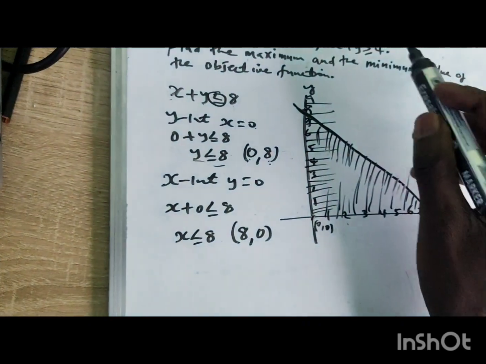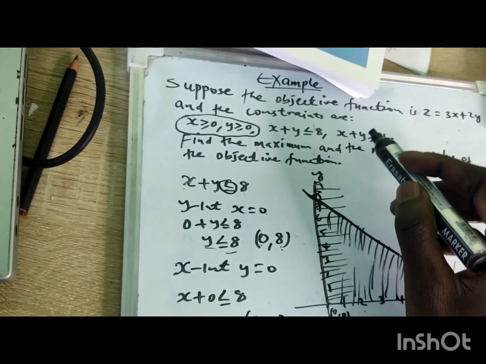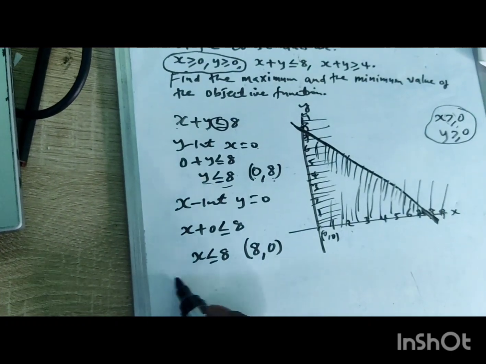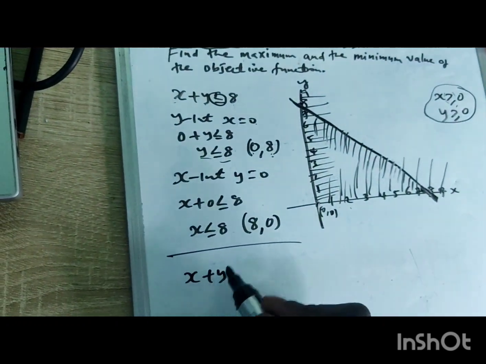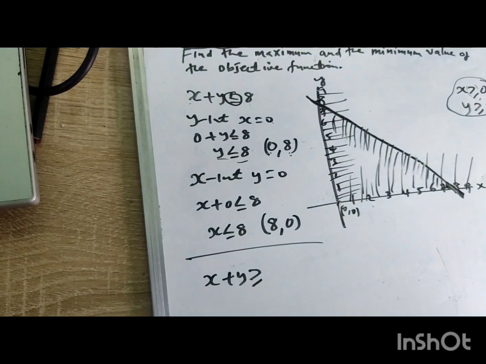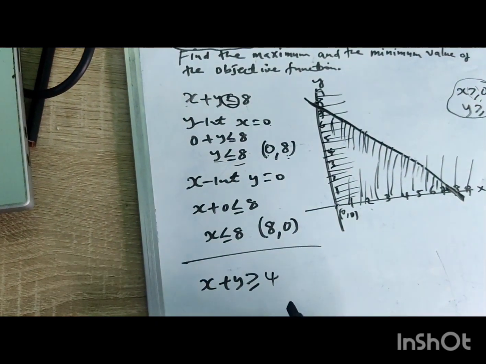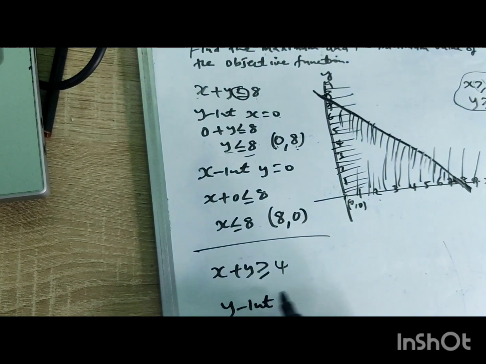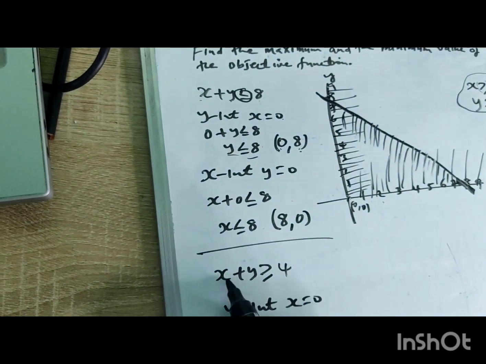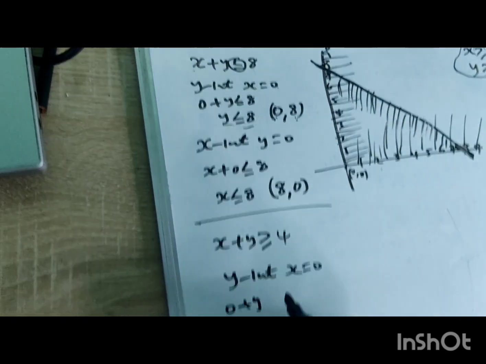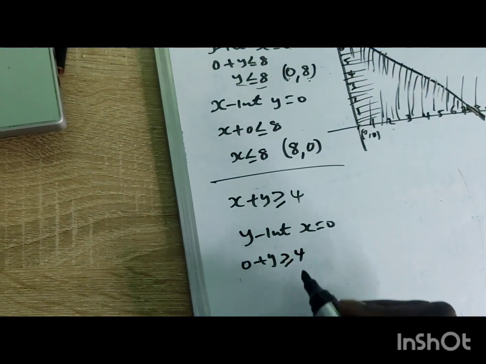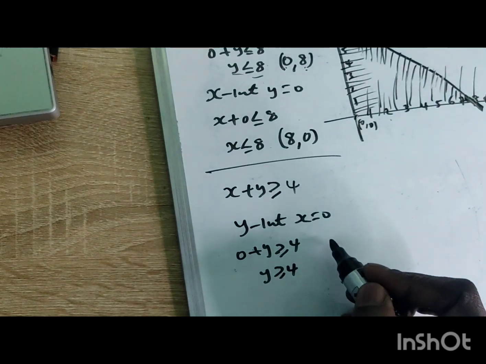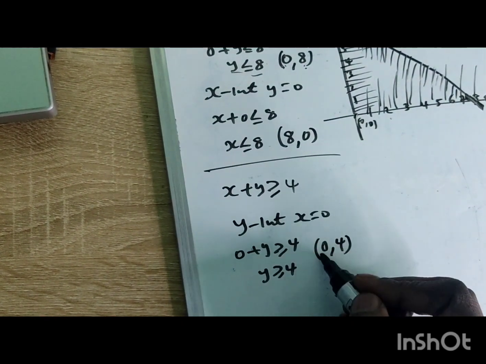Okay, now what remains is this constraint. The constraint here is x plus y is greater or equal to 4. In this case, we're going to find the y-intercept again. X equals 0. Substitute the x there. 0 plus y is greater or equal to 4. That means y is greater than or equal to 4. Now we have 0 and 4 as another point.